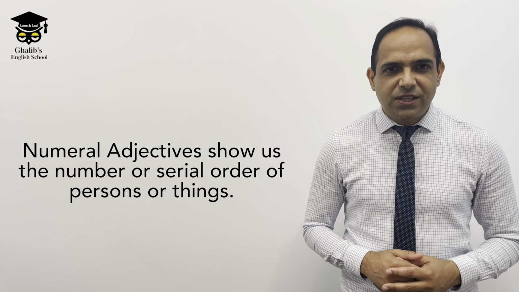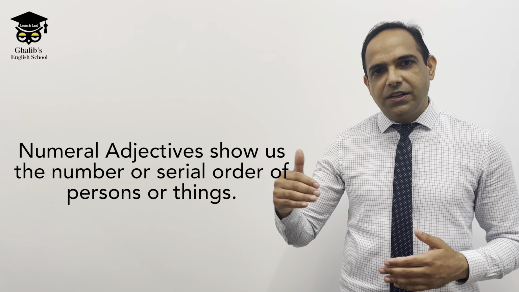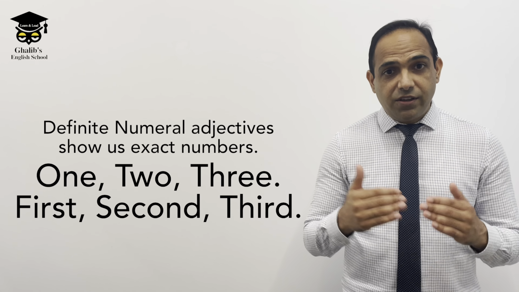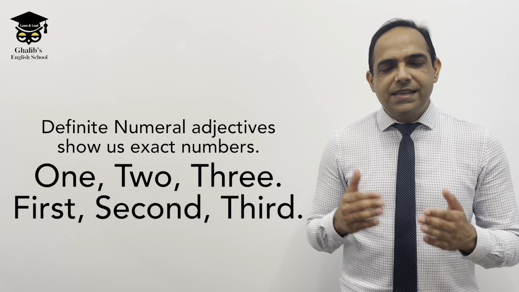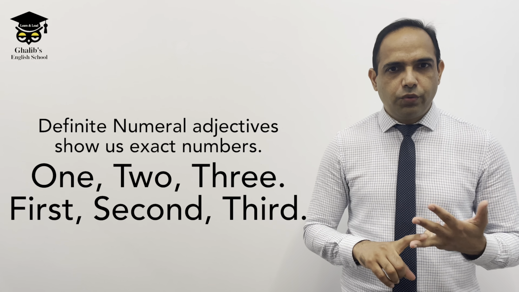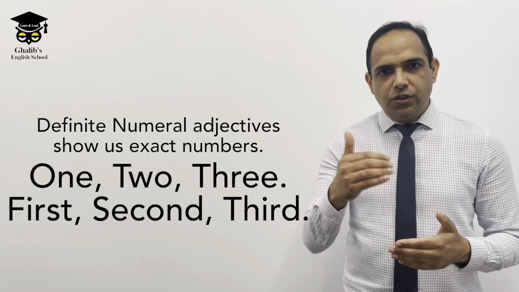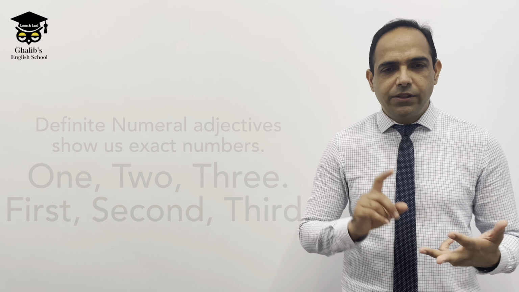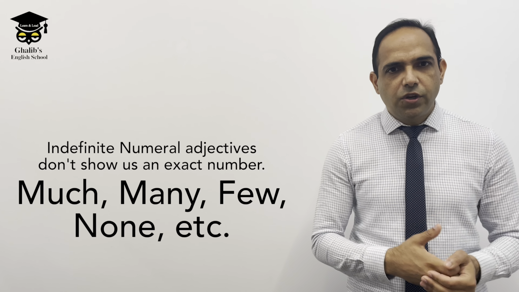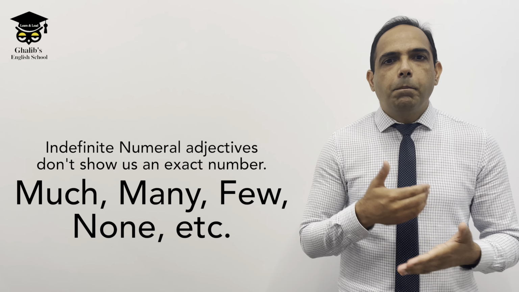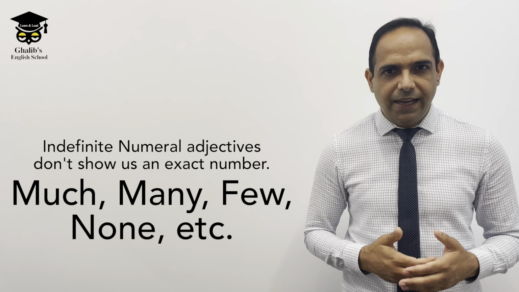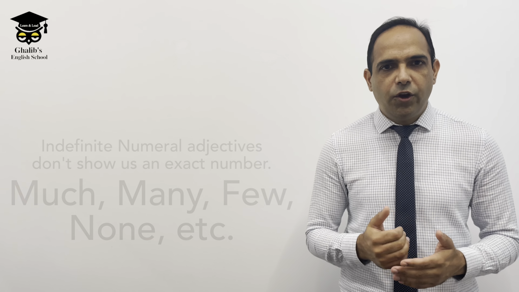The next type of adjectives are numeral adjectives. They tell us the number or serial order of persons or things. Then we have different types. The first one is definite numeral adjectives, for example 1, 2, 3, 4, or if we talk about sequence, firstly, secondly, thirdly, or finally. And then we have indefinite numeral adjectives where we are not sure: that much, more, many. So these are your numeral adjectives which we use in our day-to-day language, whether spoken or written. I hope you understand that.